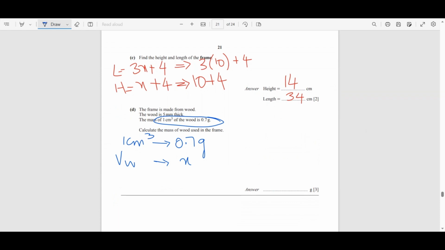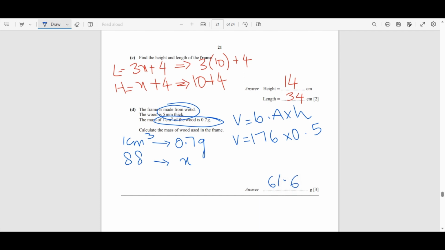So base area volume is base area times height. Okay. And because we want in centimeter cube, we have to make sure that everything is centimeter. So 176 was in centimeter square already, times the thickness should be in centimeter as well. So it's going to be 0.5. 176 times 0.5 gives you 88. So the volume is 88. So 88 times 0.7 gives you 61.6.